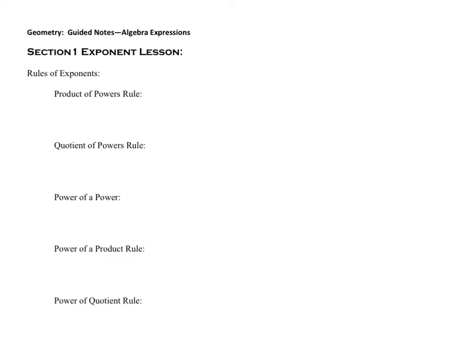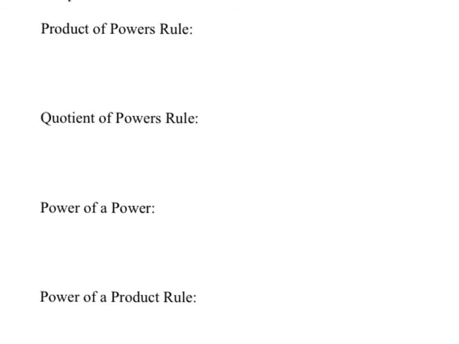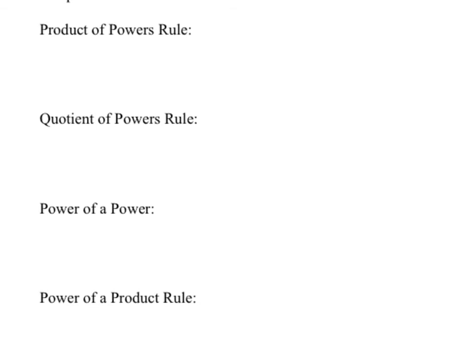Section 1, Video 1. We're going to focus on Powers' rule with respect to product and quotient. So algebraically, the Powers' rule states a to the m times a to the n equals a to the m plus n. So all it's stating is that when you have the bases being multiplied, you would add their exponents if the bases are the same.